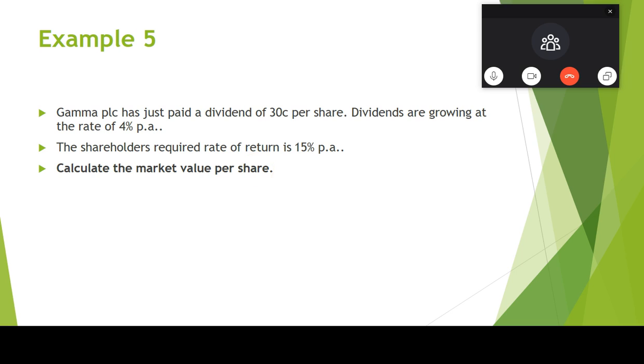It says Gamma PLC has just paid a dividend of 30 cents per share. Dividends are growing at the rate of 4% per annum. The shareholders required rate of return is 15% per annum. Calculate the market value per share. Please help me to calculate the market value. Even if you make an error, it doesn't matter. I'm just giving 1 minute.